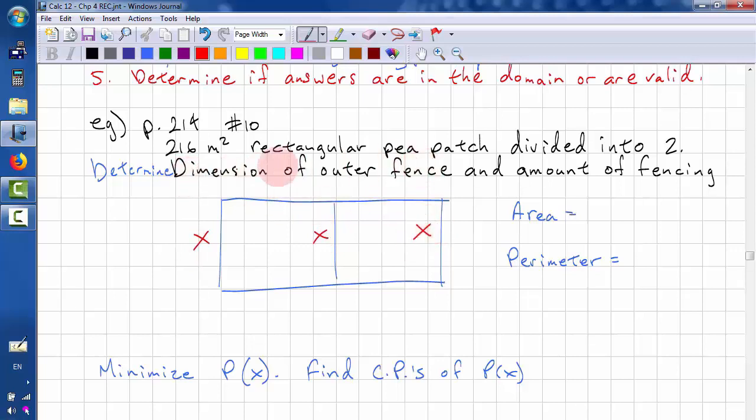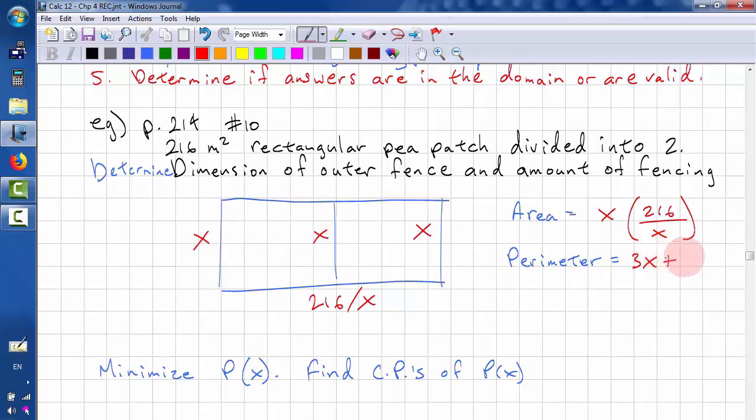For area, we have length times width. So since this is the area, we take this length and divide it into 216. Our area is x times 216 over x. These cancel out and we're left with 216. That matches the problem. The perimeter is the amount of fencing. So we have x, x, x. So this is 3x.